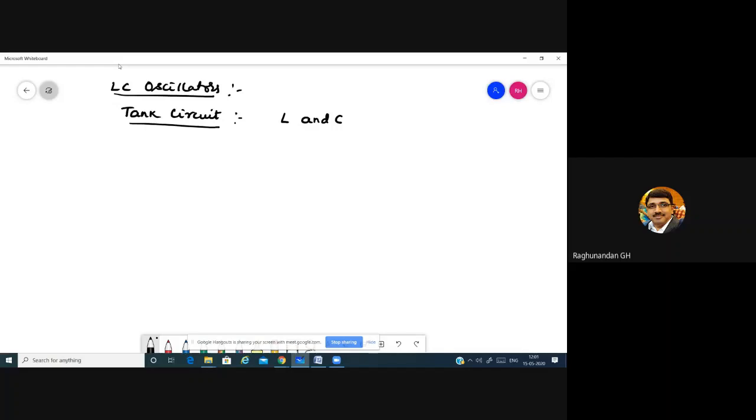See the drawbacks with respect to the RC phase shift oscillators, whatever we have studied before. There was a limitation that it can only generate a few 100 kilohertz of frequency. Also, for every change in frequency, we need to keep on changing the different pairs. Three RC pairs were there, so all three RC pairs have to be changed.